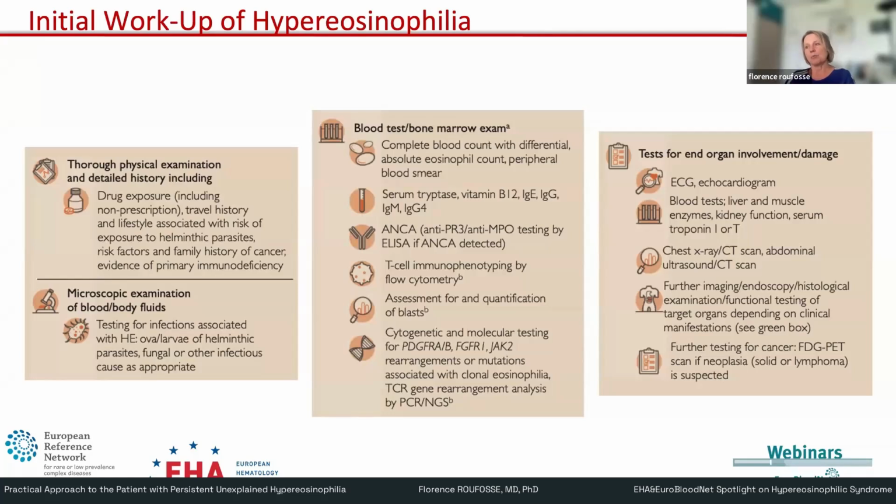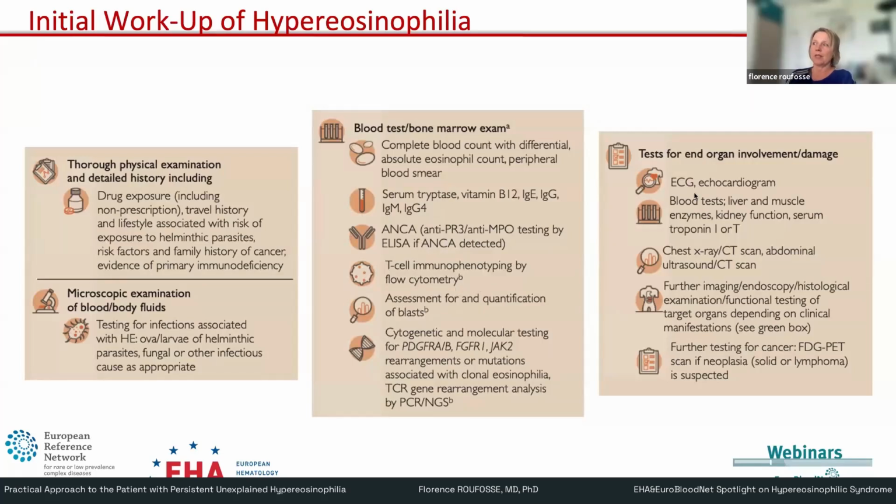Given the importance of recognizing these underlying myeloid malignancies, obviously, cytogenetic testing is very important. And as I said previously, there's also a subset of patients who have this lymphoid variant hypereosinophilic syndrome. And the best test to detect these anomalies of their T cells, which are driving hypereosinophilia, is to do T cell immunophenotyping.